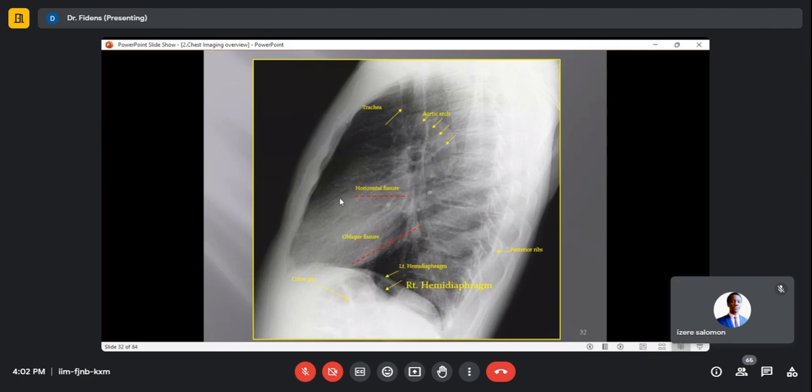Horizontal fissure, that's imaginary line for the oblique ones. So this is anatomy of the lateral view of the chest. You should know it so that when you do a lateral view, you can recognize the anatomy and recognize the abnormal structures. Okay? Is it okay?